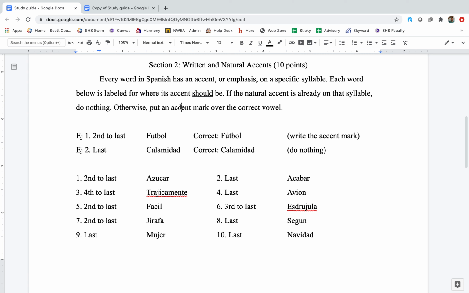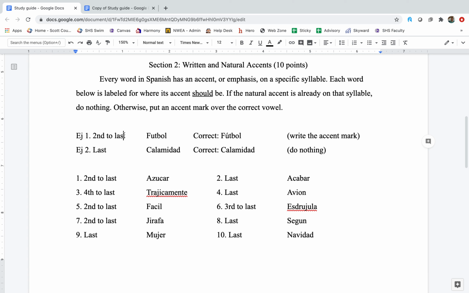Otherwise, you're going to put an accent mark over the correct syllable. So, for example, the accent on this word should be on the second to last syllable. So, I'm going to do my rules for the natural accent. I look at the very last letter. That is an L. An L is not a vowel, S or N. So the natural accent would be on the last syllable.